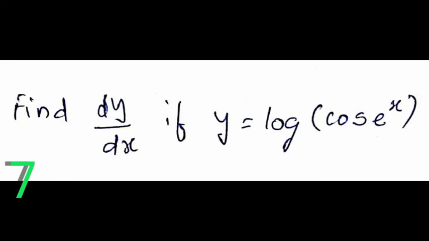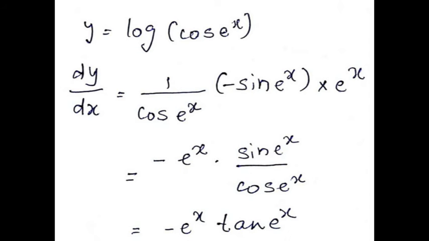Find dy by dx if y is equal to log cos e raised to x. Derivative of log x is 1 upon x, and derivative of cos x is minus sin x. Derivative of e raised to x is e raised to x. We get the answer minus e raised to x tan e raised to x.